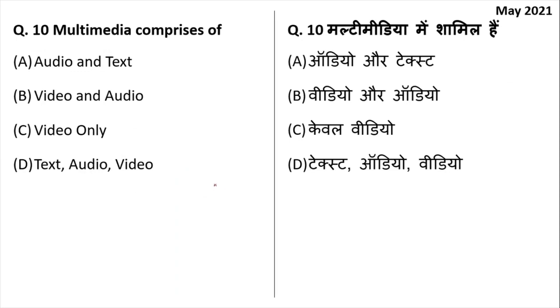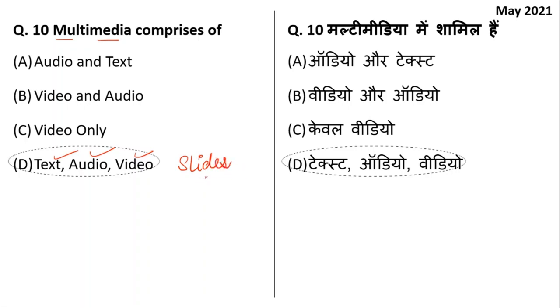Multimedia comprises of. So what does a multimedia comprise of? Audio, text, video, audio. Video only or text, audio, video. So a multimedia comprises of all these things. Multi means many and media means the medium of communication. So if you are using multiple mediums of communication, you are using text also, audio also, video also, all these things, if you are combining multiple mediums, it is called multimedia. For example, slides, you see PowerPoint slides, they are a very good example of multimedia.